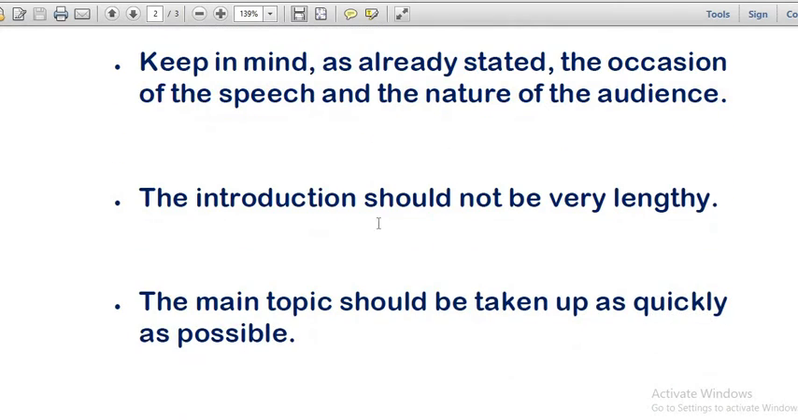And remember another important thing: the introduction should not be very lengthy. You should write it tactfully. It should be short and crispy, because if you write the introductory part lengthy, it will be problematic. Then again you have to check the word limit again and again. So remember, dear students, the introduction should not be very lengthy.